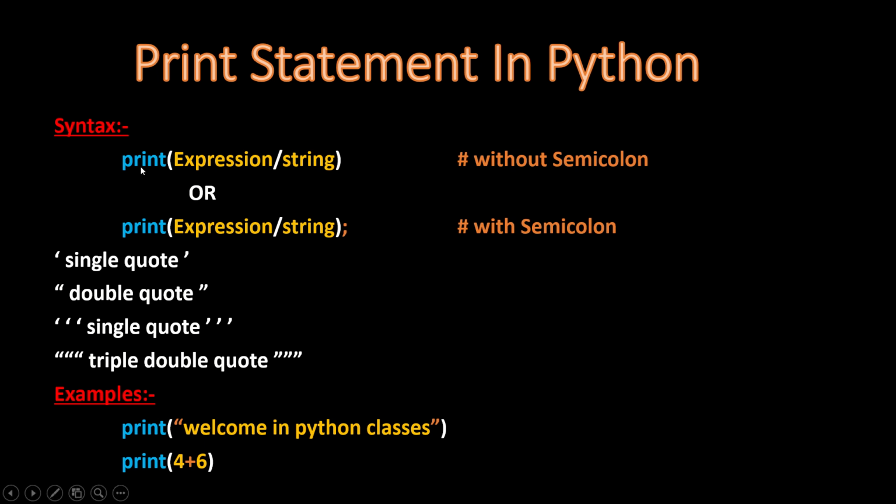We can use the print keyword, then parentheses, then we can put any expression or string inside the parentheses. We can use it with or without a semicolon, or we can use single quote, double quote, triple single quote, or triple double quote. Let's look at some examples. Print double quote welcome to Python classes. Second, print 4 per 6. It will print the value of those.